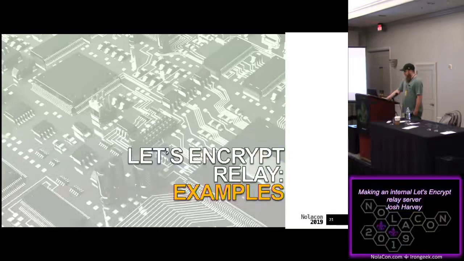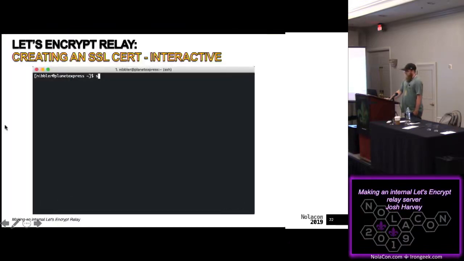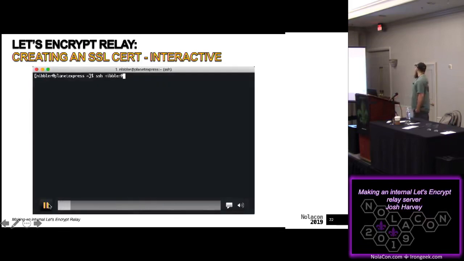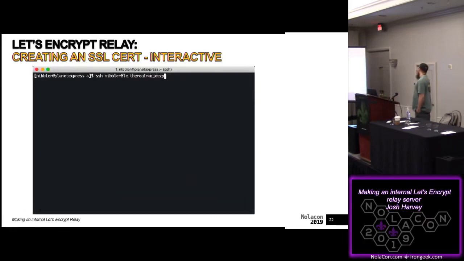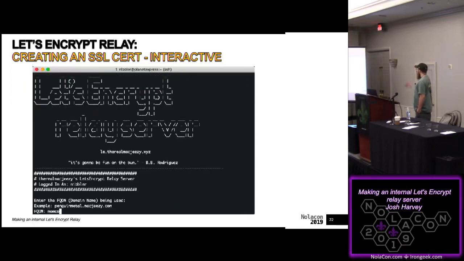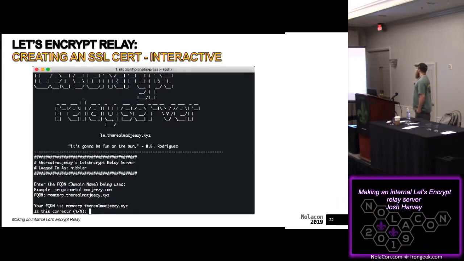So let's take a look at some examples and see how this actually works. I've talked about it and shown what the scripts look like, but let's take a look. In this example, I'm creating an SSL cert and choosing the interactive option. So I'm not going to add anything after the create. So you can see we're starting off with the user nibbler, and we're connecting to my Let's Encrypt relay server. We have the banner, and it's going to prompt me for what my FQDN is that I'm creating the cert for. It'll ask me to verify it.